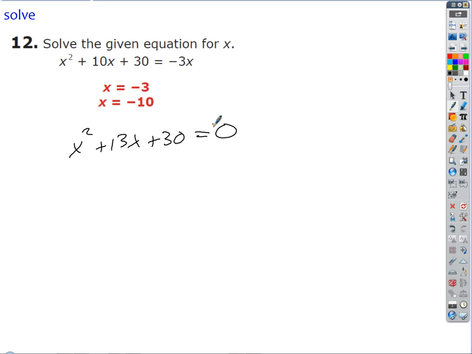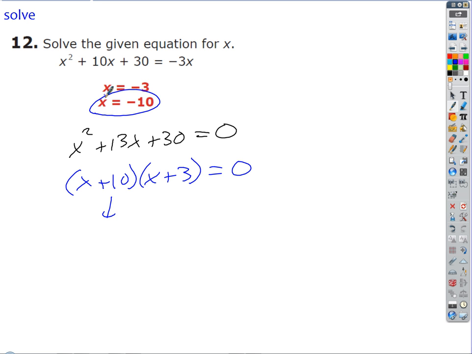Oh, you do? Okay. So if I factor this, what are the magic numbers going to be? Justin, what are the magic numbers going to be? 10 and 3. Okay, so we get x plus 10 and x plus 3. So what are my solutions going to be? -10 and -3. Right? Okay. Good?